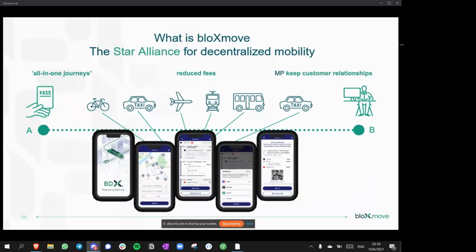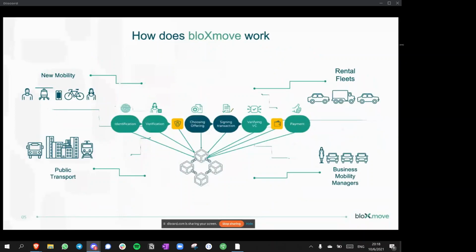Of course, the platform takes charge of the connections, both B2B and B2C. That means the interconnections of these companies, because when I rent a service through the application of a third party, a fee needs to be paid, and so on, but this is working in the backend. This is a little bit our vision, and the way we are doing it is through these kinds of connections, basically putting the focus on identification, verification, offering, signing transactions, verifying verifiable credentials, and payment.